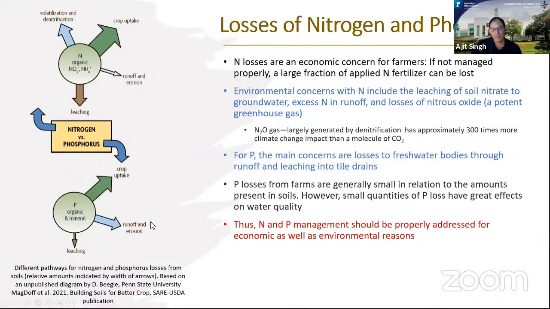Losses in the case of P can be up to 30 to 40%, which is mostly through runoff, very little through leaching. Okay. So I told you earlier about the losses through N2O gas, which is quite common under anaerobic conditions when there is too much waterlogging and in organic soil, and this can be quite disastrous in terms of global warming. It's even more dangerous, 300 times more dangerous than CO2. Okay.